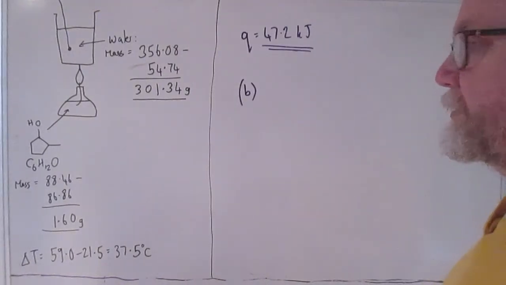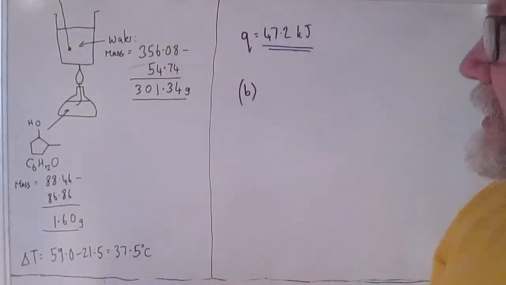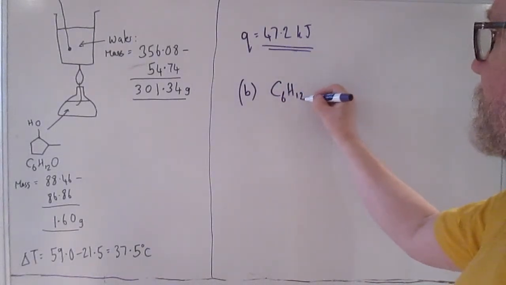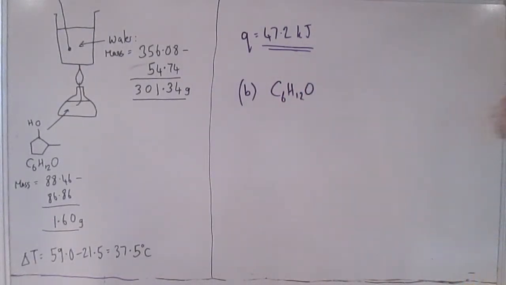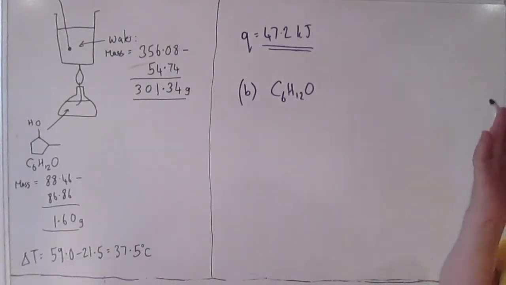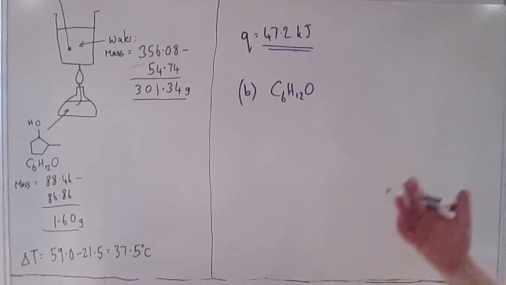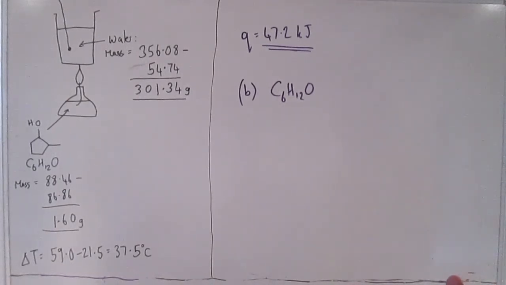In B, it wants an equation for the reaction. Now it already gave you the molecular formula just to make life a bit easier. So C6H12O, that was in the question. And we're going to assume that we get complete combustion. It doesn't exactly say that, but it does say to make sure your equation is consistent with the definition of enthalpy change of combustion. And remember, that does require complete combustion.